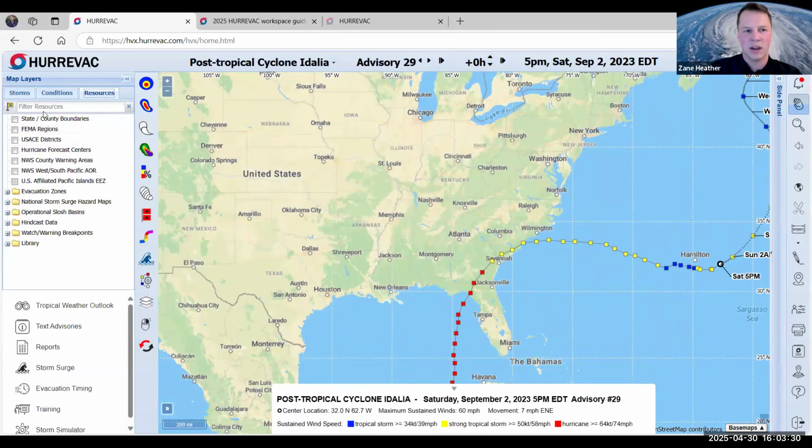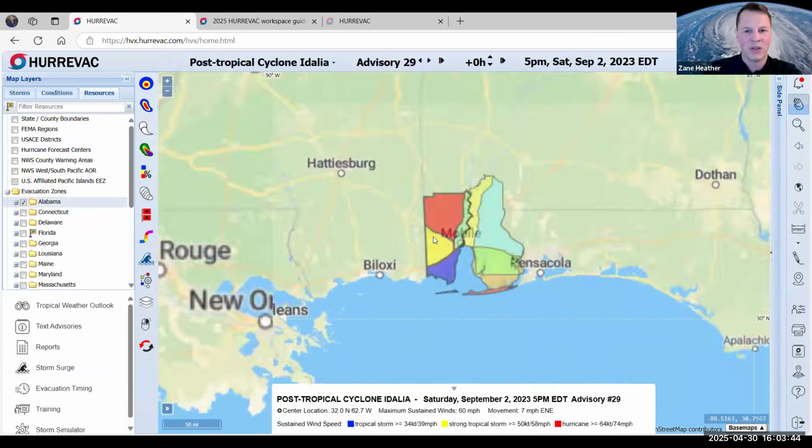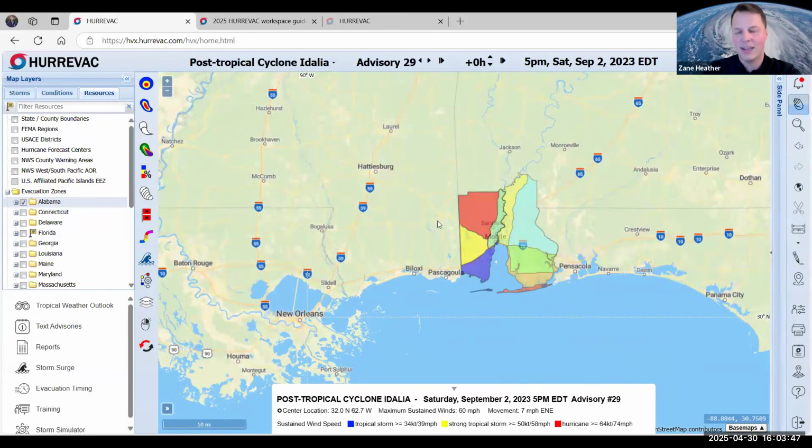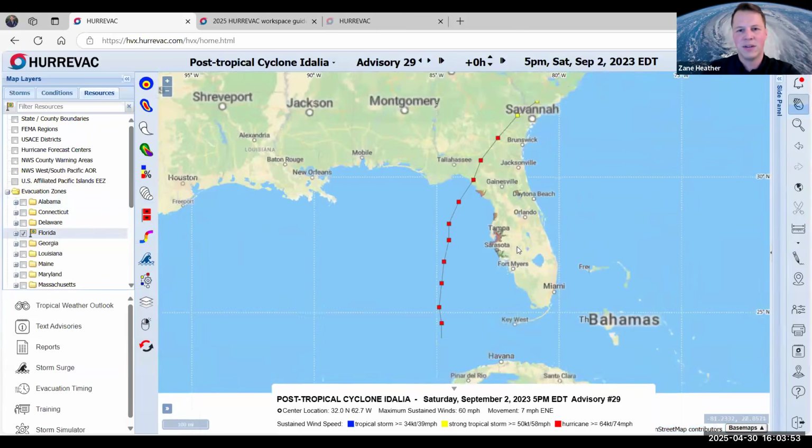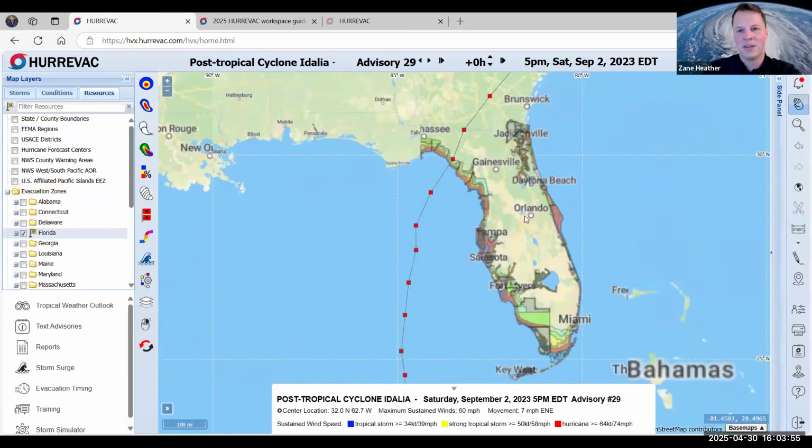Lastly, in the resources tab here, you have additional associated resources. These are layers that you can click on and off that could be informative or helpful in your workplace organization. But two things I'm going to identify here: hurricane evacuation zones. And so this is where you turn on essentially all the evacuation zones within the US. Again, the only place you can get this information publicly available. And so just to give some examples here. So we've got Alabama, this is Florida.